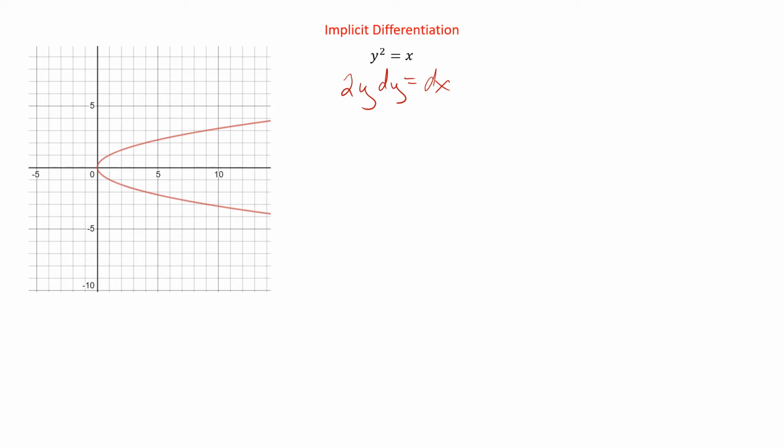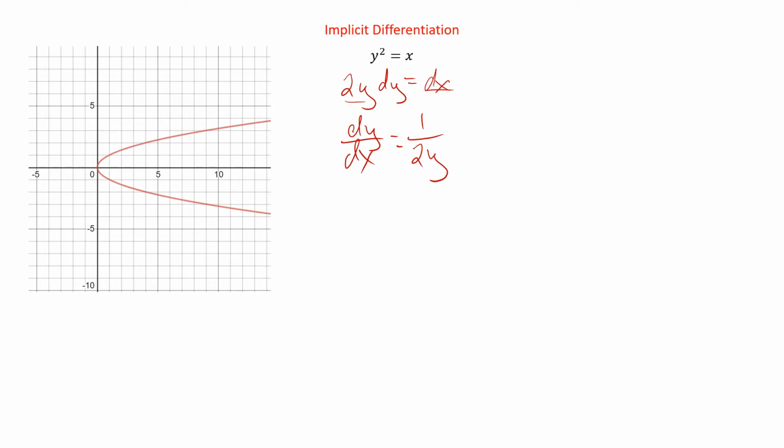Now we want to divide because we want dy over dx equals something. So we can divide by the dx, and we can divide by the 2y to get dy over dx equals 1 over 2y. So that is the derivative found implicitly.